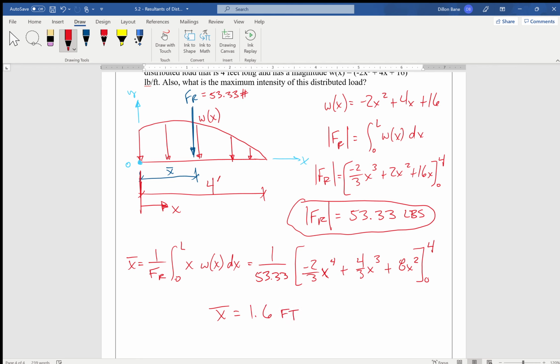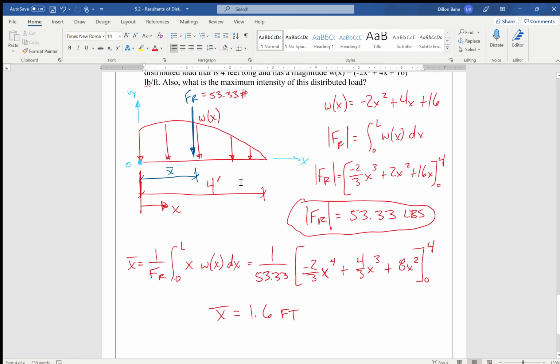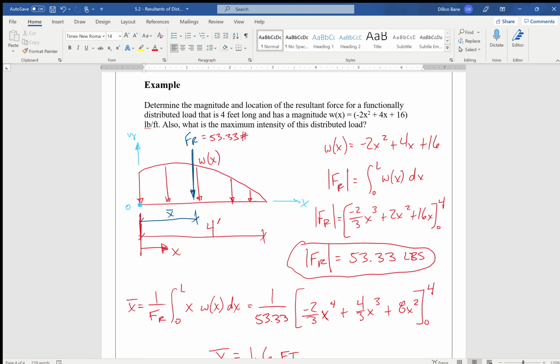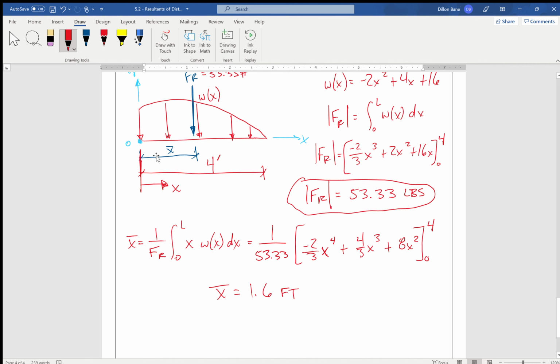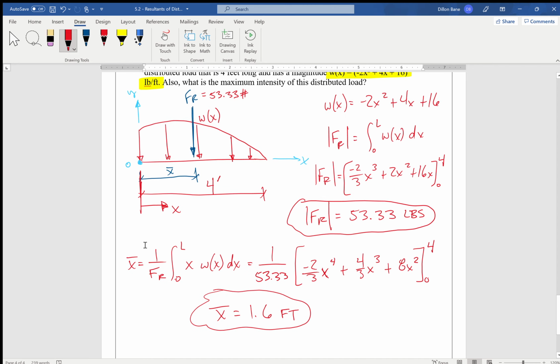And since our units were in pounds per foot when we integrated, because that's what the load function W of x was given to us in, that means that our answers come out in pounds and feet, and we know that x bar is going to be a distance, so it comes out in feet, right? So that's good. So we found the magnitude and the location of the resultant force.